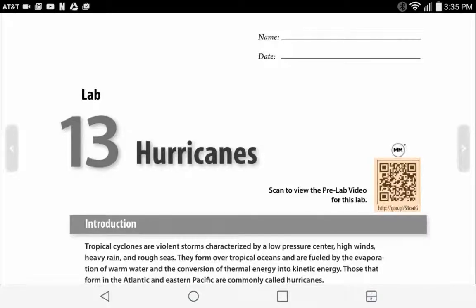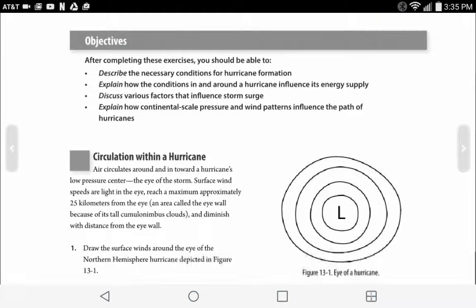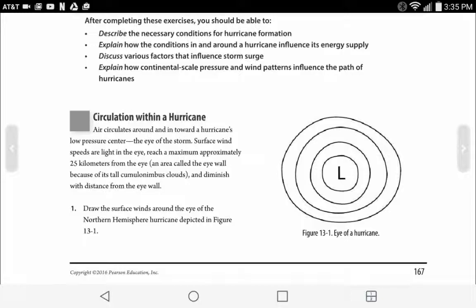Okay, ATS 114 TAs, I thought I'd just give you a quick tour of the lab about hurricanes. Again, most of this is just applying things that we've learned throughout the semester to hurricanes, rather than doing anything too specific to hurricanes.